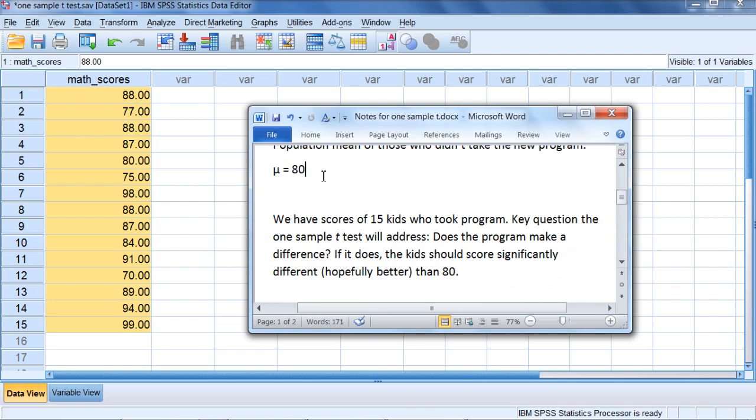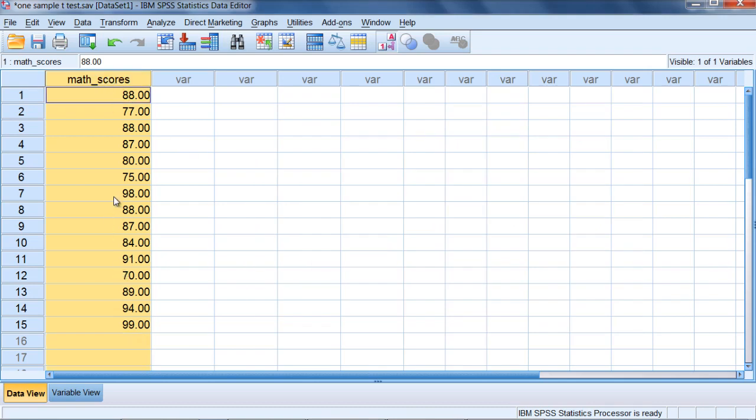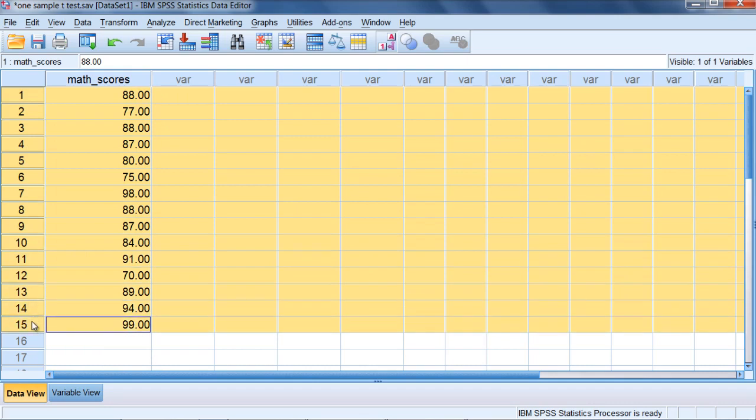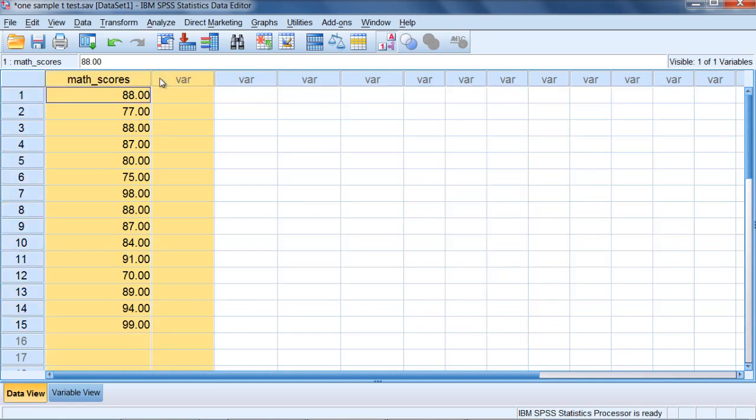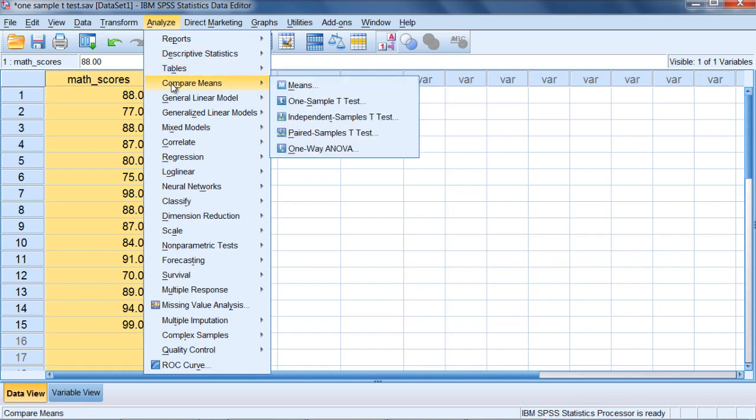Before we begin, the reason why we want to use the one sample t-test here is that we have one variable in SPSS. In other words, this is one sample of scores. The other t-tests, the independent samples t-test and the dependent samples t-test, both have two columns of data, as you'll see. But for the one sample t, we just have this one column of values. To run the one sample t, we go to Analyze, then Compare Means, and then select One Sample t-test.